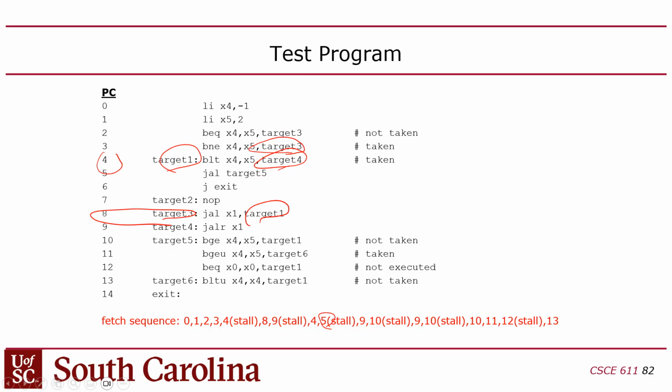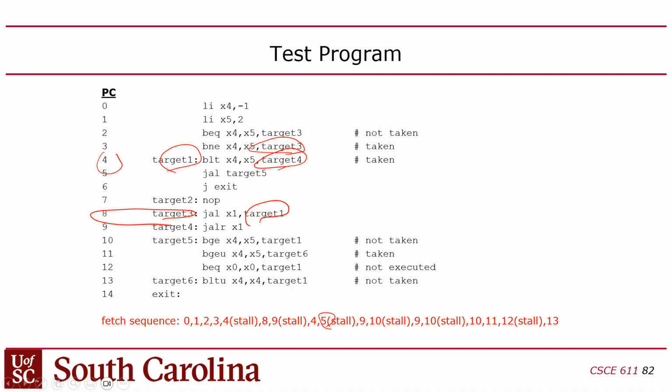Now here's where things get even weirder. What's in register 1? Register 1 is the link address from the prior jump and link that we did when we were at 8. So we're going to jump to 9. We're already at 9, but it's jumping to itself. But not until after it stalls.